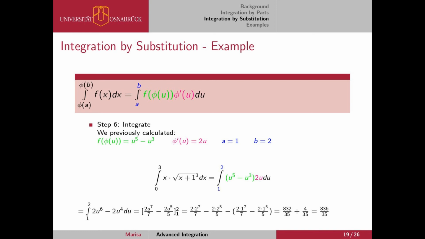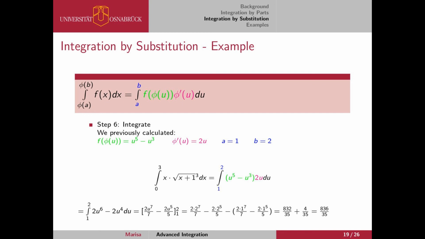Now, after this transformation we made, it should also be easy to find the antiderivative. Let's do this together for our example exercise. So in the first step, we multiply the green and the pink parts together, because this makes things a lot easier. Then we will have the integral from 1 to 2 of 2u to the power of 6 minus 2u to the power of 4 du.